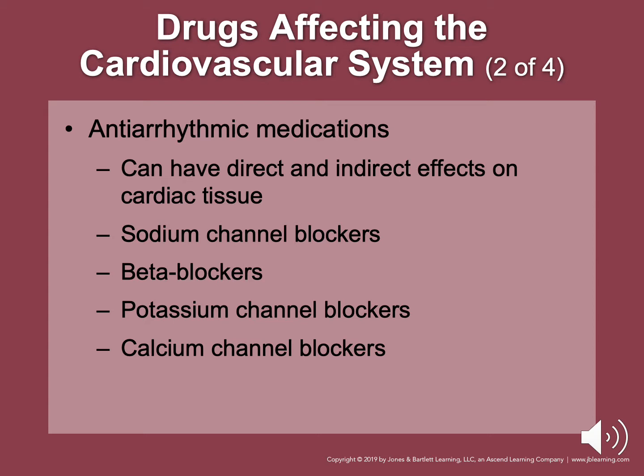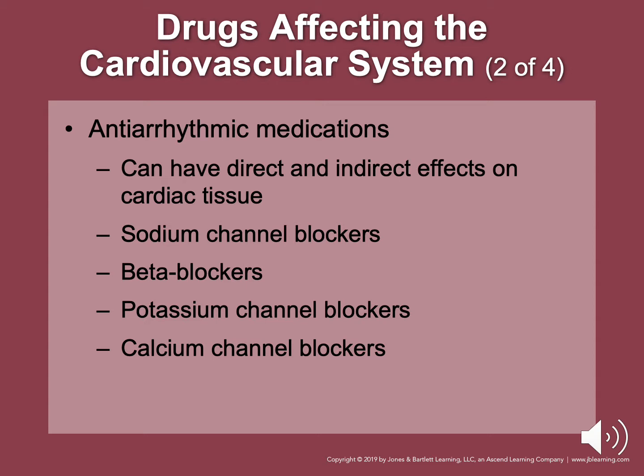Calcium channel blockers decrease the force of contraction and automaticity, and decrease conduction velocity. Antihypertensives, such as diuretics, cause the kidneys to remove excess amounts of salt and water in the body, which lowers the total fluid volume, lowers preload, and decreases stroke volume.